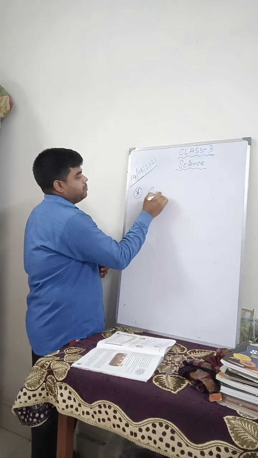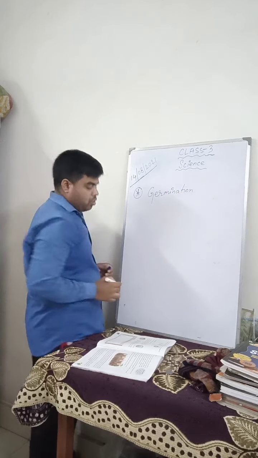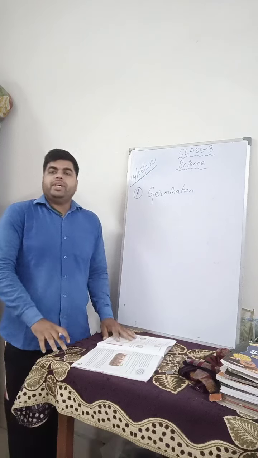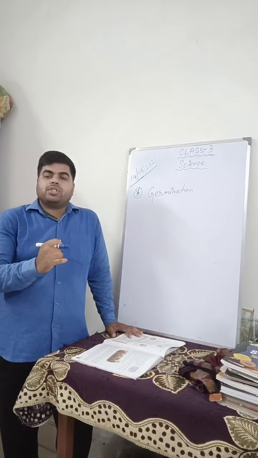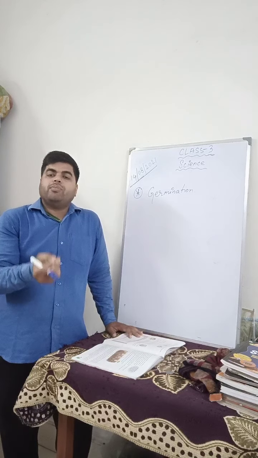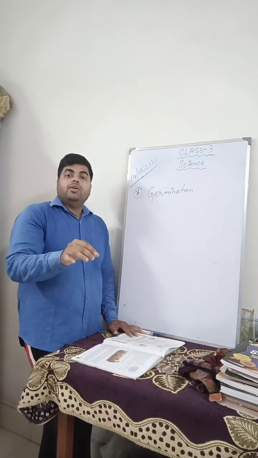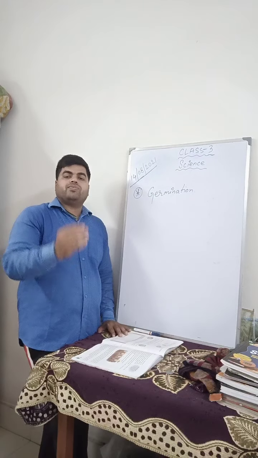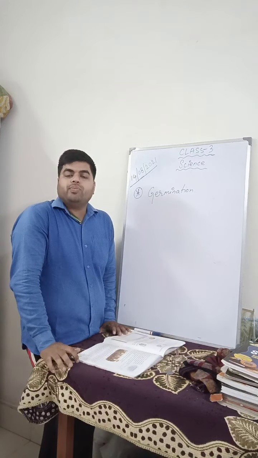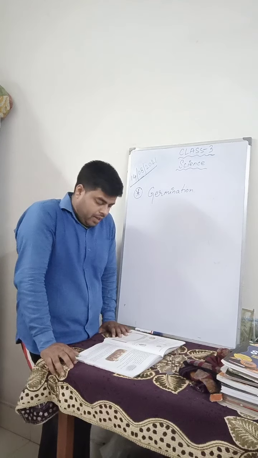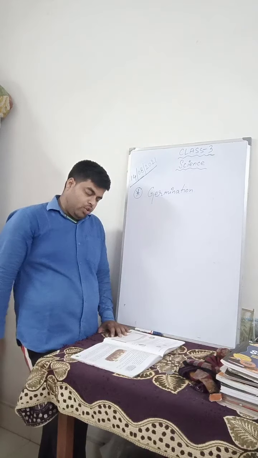What is germination? Germination is a process by which a new plant grows from the seed. The whole process, right from planting the seed into the soil and from there on, every process of the seed growing into a new plant, is known as germination. Germination is the process by which a seed starts to grow into a new plant.